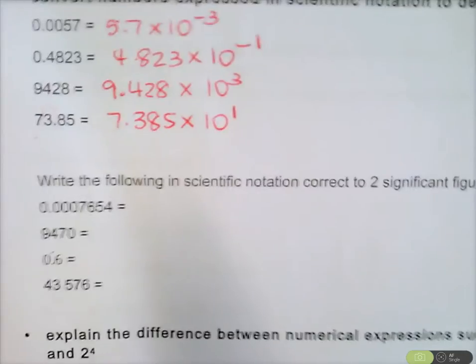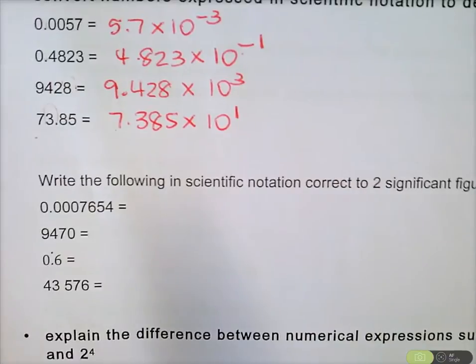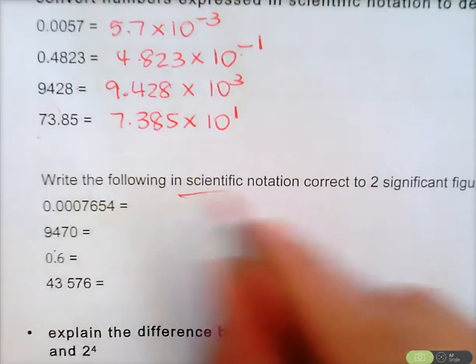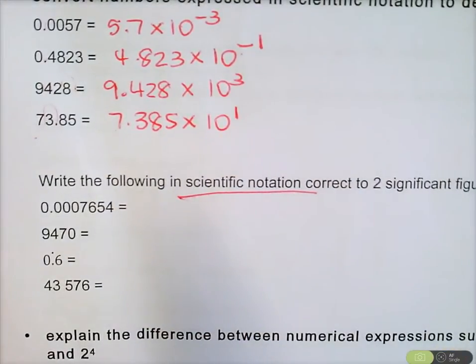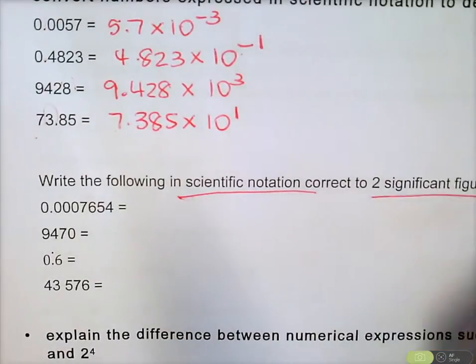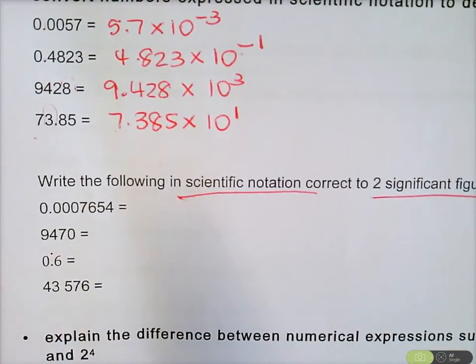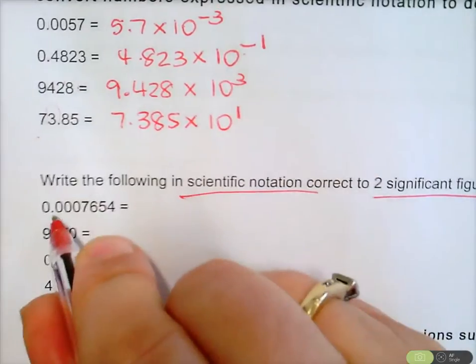Okay, now, tricky. Write the following in scientific notation. Now we're going to combine what we did today and yesterday, to 2 significant figures. You're going to do this in 2 steps. Just do scientific notation first, and then we're going to round the first number to 2 significant figures. So let's just go scientific notation first.